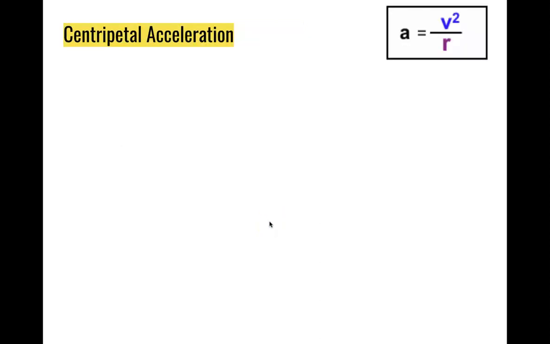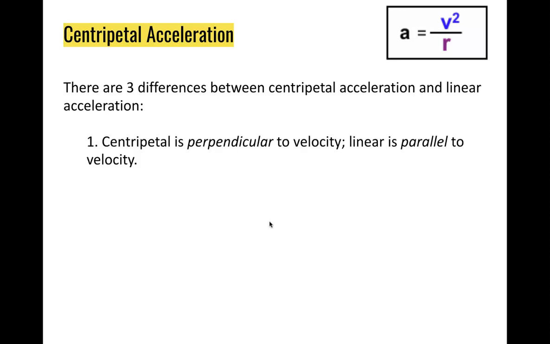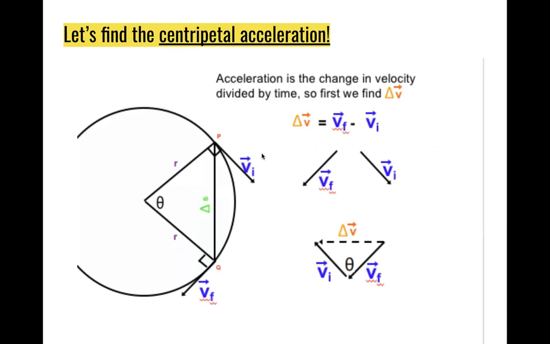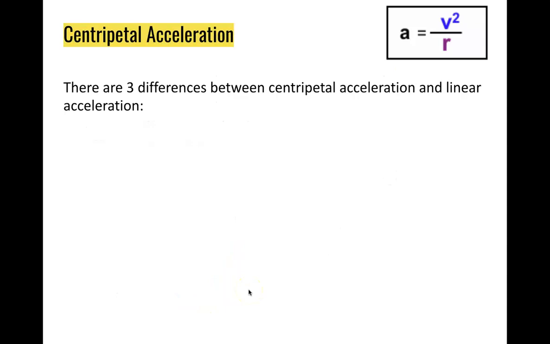And so from this really useful equation, we can actually note that there are some differences between this centripetal acceleration and linear acceleration. So first, centripetal acceleration is perpendicular to the velocity. That means that if I go back to my picture here, the acceleration is actually going to be pointing inwards to the center of the circle, which at either of these points is at a right angle relative to the velocity vector.